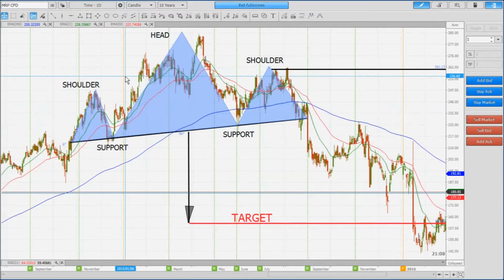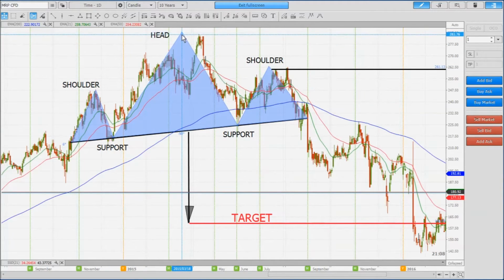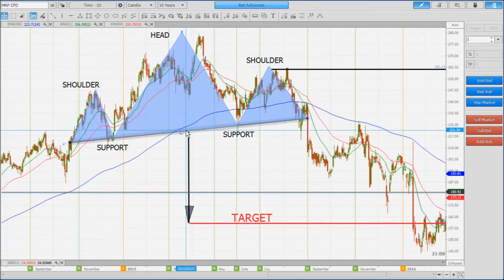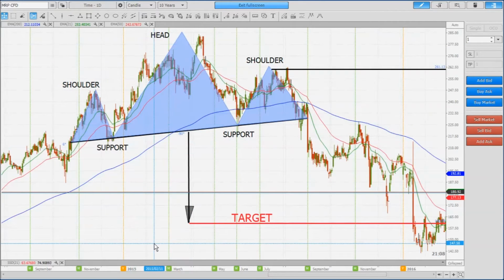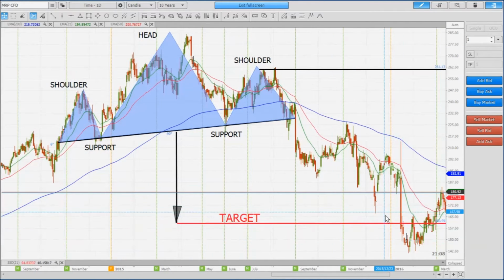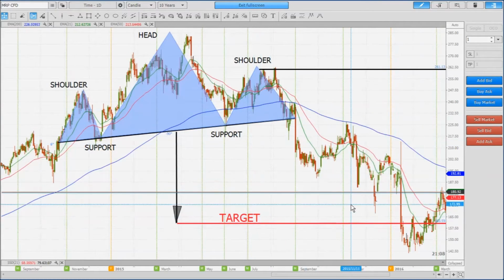How the target method for head and shoulders works is, you take the distance from the peak of the head down to the neckline and you subtract that from the neckline. As in this case, you see that the head and shoulders pattern worked out very well as the share price reached the target level after a set amount of time.